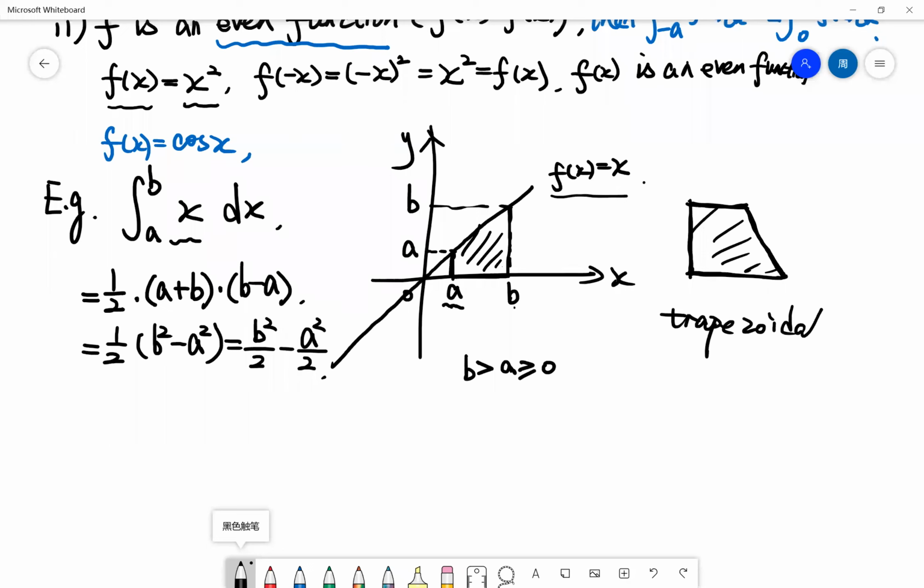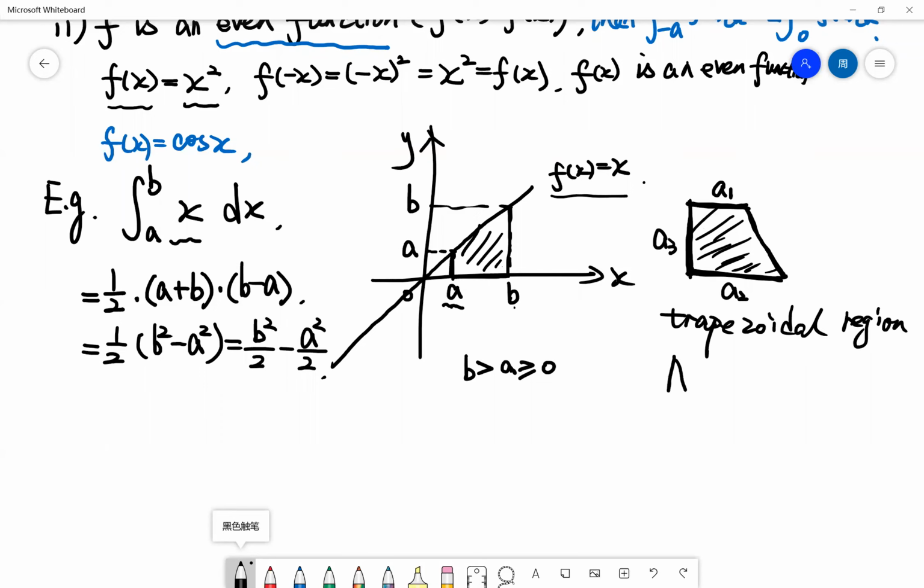Trapezoidal region. Do you know how to calculate the area of this trapezoidal region? Do you know the formula? If the length here is maybe A1, here the length is A2, and the height here is A3.